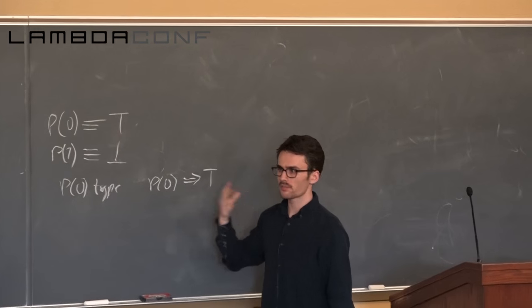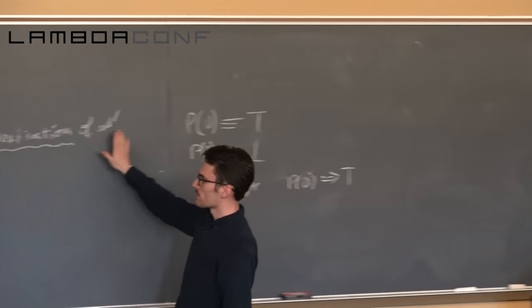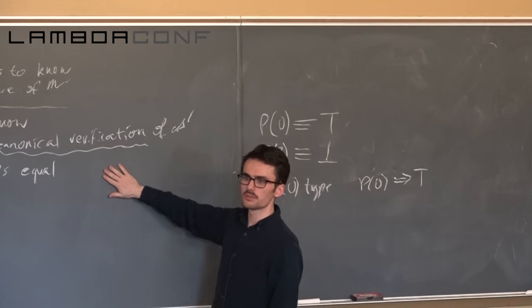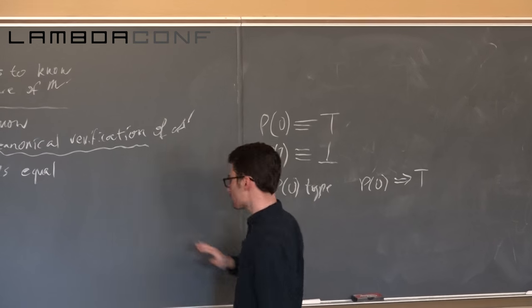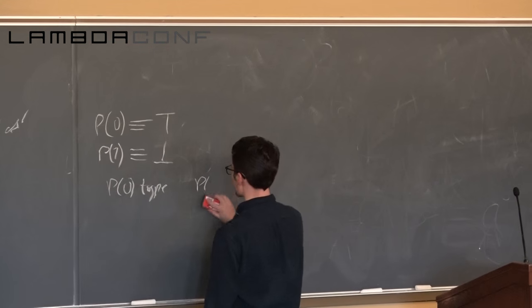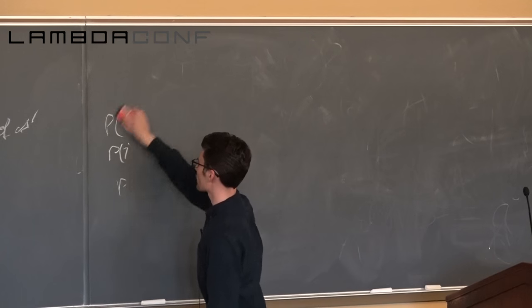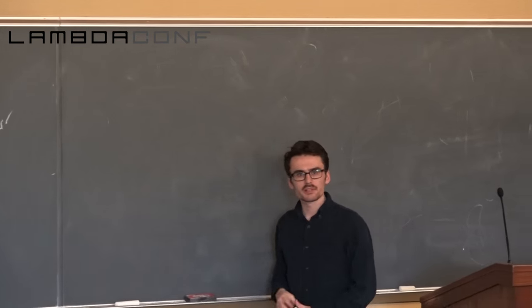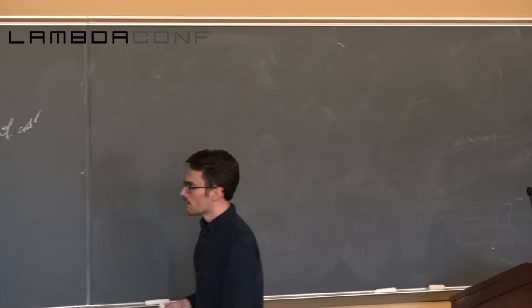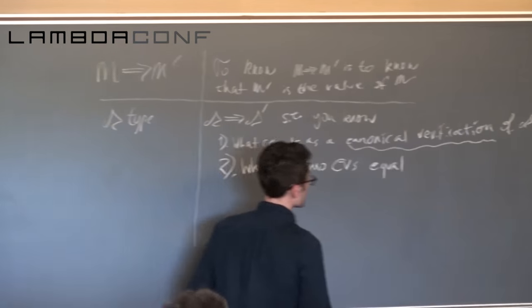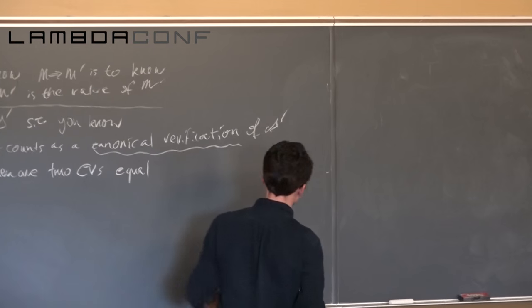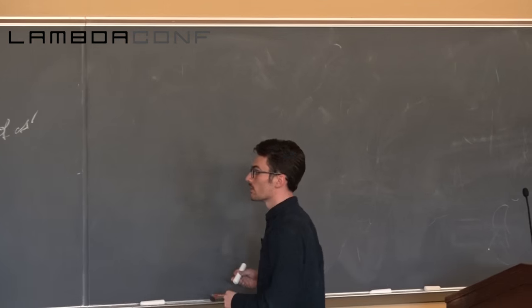And then all we have to do is justify that we know what counts as a canonical verification of type, and when are two such canonical verifications equal. And I'll demonstrate that for some basic types after I have propounded the meaning explanations for type theory. And let's see here. I'll write the next judgments over here, and I'll erase what I need to.